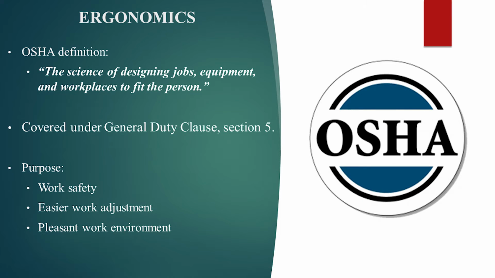The Occupational Health and Safety Administration, better known as OSHA, defines ergonomics as the science of designing jobs, equipment, and workplaces to fit the person. OSHA does not currently have a specific regulation for ergonomics, but ergonomics is covered under Section 5 of the General Duty Clause. The purpose of ergonomics is threefold. First, to make your job safer by preventing injury and illness. Second, to make your job easier by adjusting the job to the worker. And third, to make the job environment pleasant by reducing physical and mental stress.